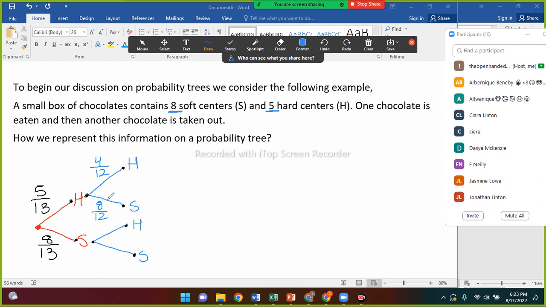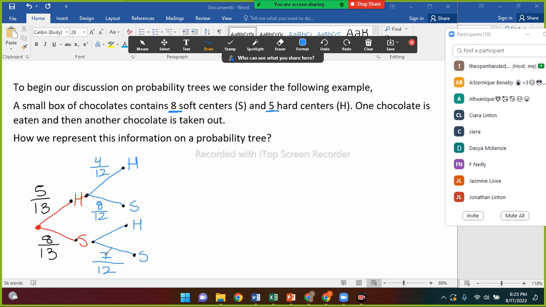Yeah, I took out a hard one. Alright, so now with this one, we notice that we took out a soft-centered chocolate, and then we're going to take out another soft-centered chocolate. So that means we're supposed to have 7 soft-centered, because remember the first time we took out a soft-centered one, so it's going to be 7 out of 12.